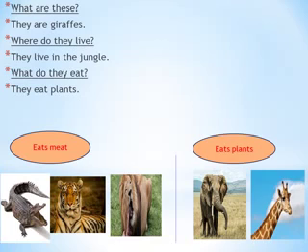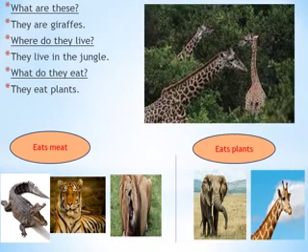To ask about the plural we use what are these? They are giraffes. Where do they live? أين يعيشوا? They live in the jungle في الغابة. What do they eat? They eat plants. Plants نباتات. Okay?